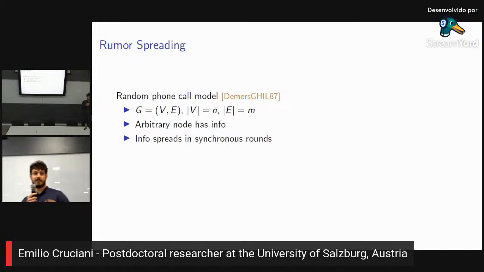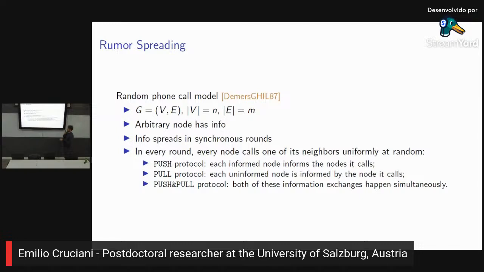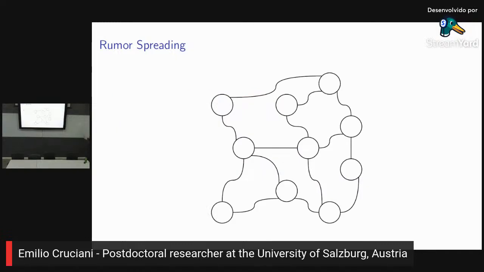Then there is this process that evolves in synchronous rounds. At time 0, a single node has the information, and in every round the information spreads according to some rule. What we're interested in for this talk are the protocols push, pull, and push-pull, which is the combination of the two. In push, if a node has the piece of information, it calls a random neighbor and pushes the information to it. Whenever the called neighbor doesn't know about it, it gets to know it. In pull, instead, nodes that are not informed call a random neighbor, and if they call a neighbor that knows the information, they also get to know it. In push-pull, these two operations happen simultaneously. Okay, so let's make it more concrete with a figure.